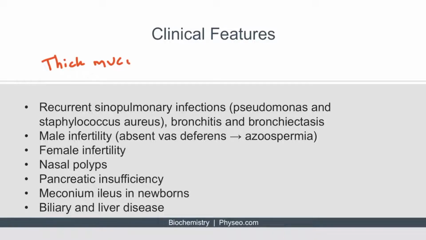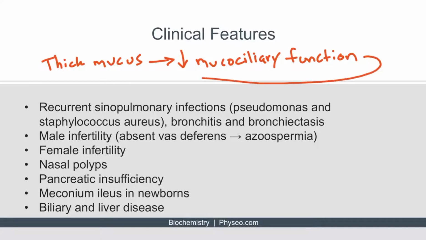Thick mucus in the lungs results in impaired mucociliary function. The stasis of thick mucus predisposes the lungs to colonization by bacteria, resulting in recurrent sinopulmonary infections. Two common microorganisms that cause these infections are Pseudomonas and Staph aureus. The thick mucus, along with the recurrent infections, also irritates the lungs and causes inflammation of the bronchi, or bronchitis. Over time, this can cause bronchiectasis, which is permanent damage and dilation of the bronchi. Eventually, this can lead to respiratory failure, chronic hypoxia, and digital clubbing.